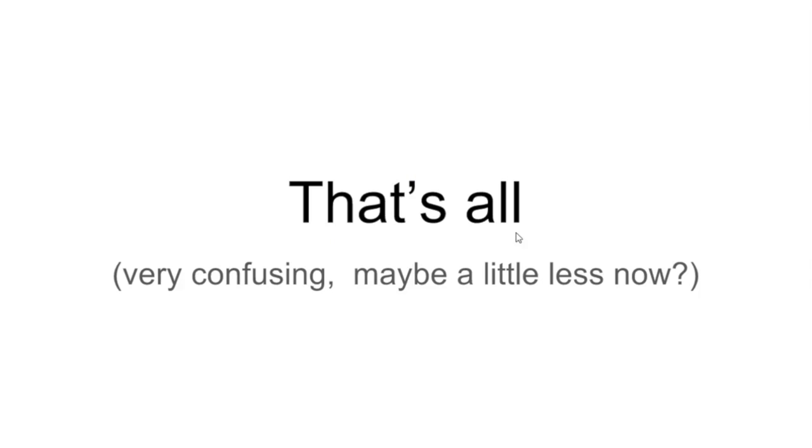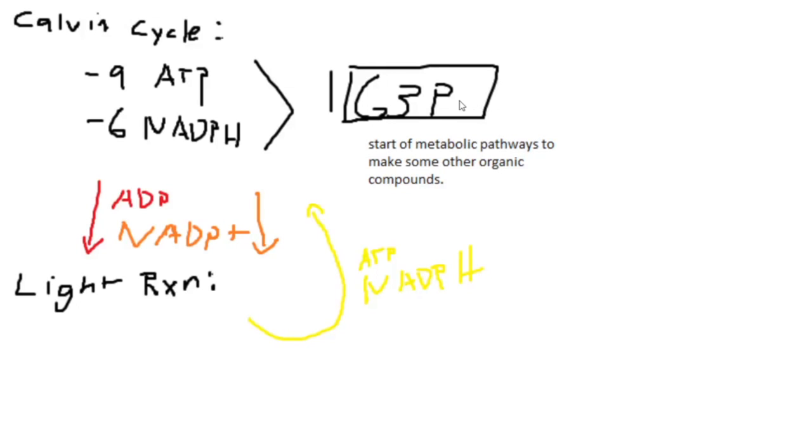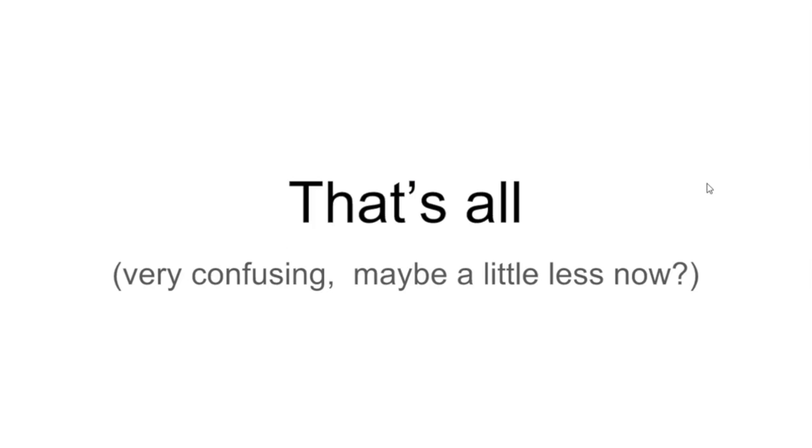So that's all. It's really confusing, but maybe a little less now, because if you look at this diagram, it's basically just 1 G3P is made using the Calvin cycle and light reactions. So, yeah. Yay!